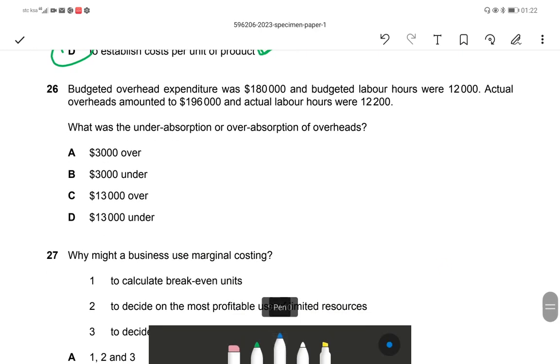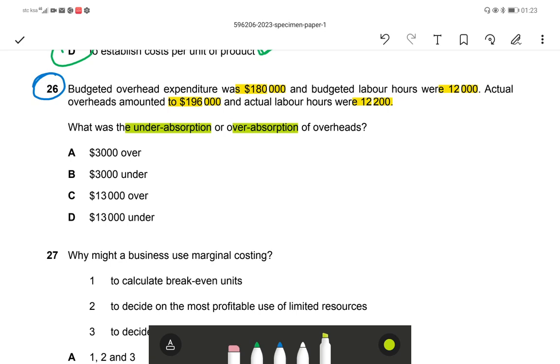Next, 26. Budgeted overhead expenditure is 180,000. Budgeted labor hours 12,000. Actual overhead amount 196,000. Actual labor hours 12,200. What is the under or over absorption? We have to check whether this is under absorption or over absorption.